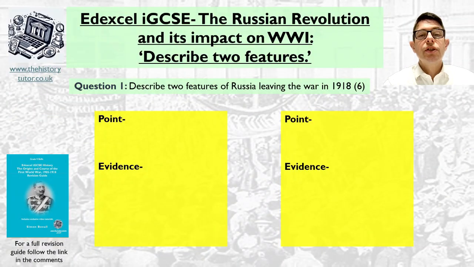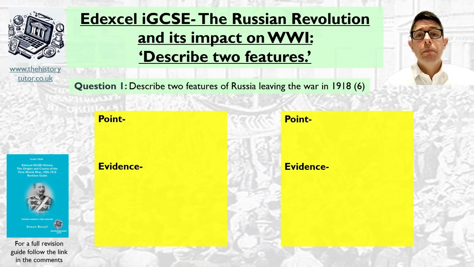Yes, let's have a look at the question then. The question says, describe 2 features of Russia leaving the war in 1918, and it's 6 marks. Now, if you look at my other describe videos, I've talked to you about the success criteria. If you've got my revision guide, hopefully you've made a note of those key criteria. In this case, we obviously need to describe 2 ideas.